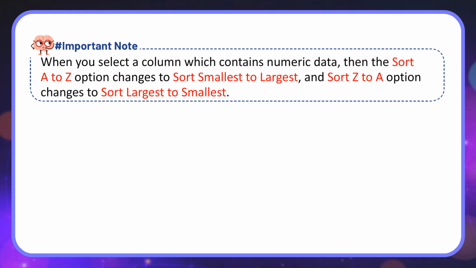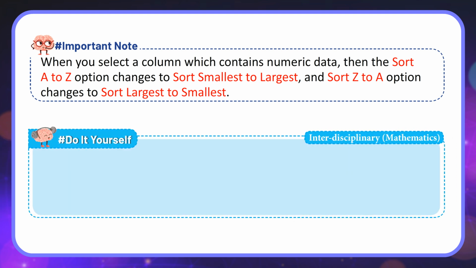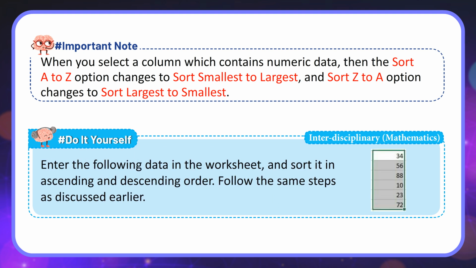Important note: when you select a column which contains numeric data, then the Sort A to Z option changes to Sort smallest to largest, and Sort Z to A option changes to Sort largest to smallest. Do it yourself. Interdisciplinary mathematics. Enter the following data in the worksheet and sort it in ascending and descending order. Follow the same steps as discussed earlier.